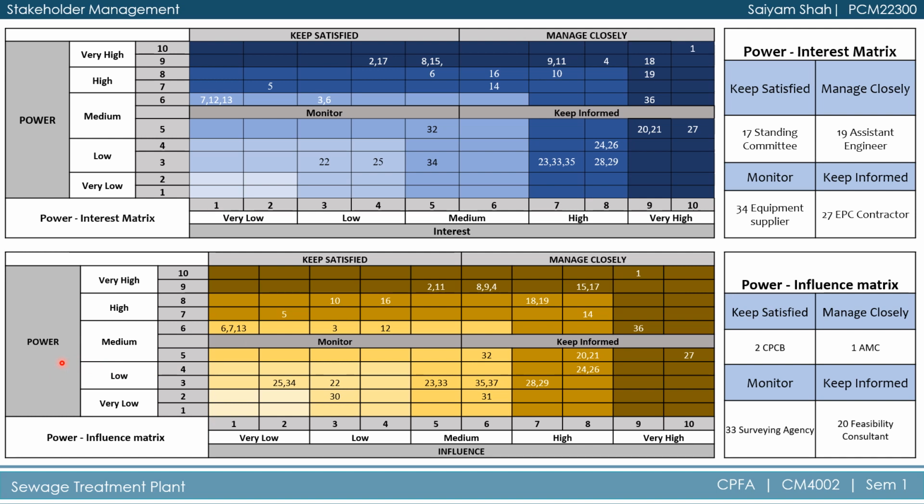Similarly, the second matrix shows the relationship between power versus influence. In that, Central Pollution Control Board, which is a national agency, will be under the keep satisfied section. Ahmedabad Municipal Corporation is under the manage closely section because they have high power and high influence on the project. Surveying agency has low power with low influence, so they are under the monitor section. And feasibility consultant, who has highest influence on the project with some low power, will be under the keep informed section.